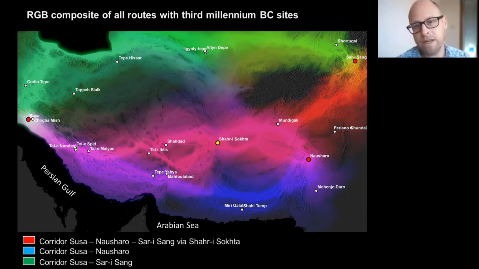There are places to the east of Tali Malyan, like Fasa and Darab, these intermontane plains that exist in eastern Fars. But there is a different set of routes, or a different set of corridors, I should say, that link from Tali Malyan towards places like Tali Iblis and Shahgad, as opposed to places like Tepe Yahya, Kona Sandal, Matutabad, and locations in the Halil Rud, a little bit further to the south.